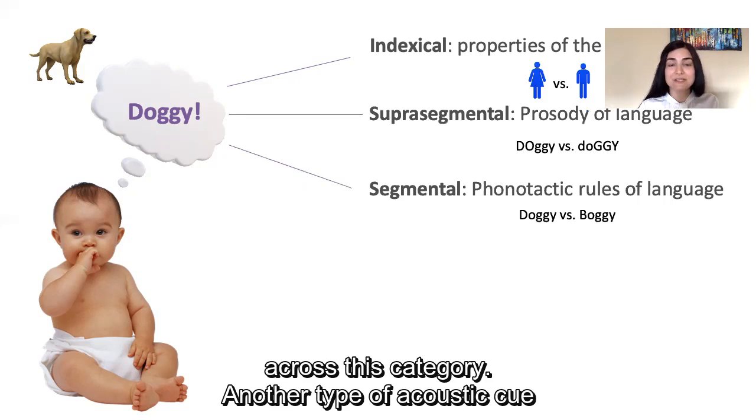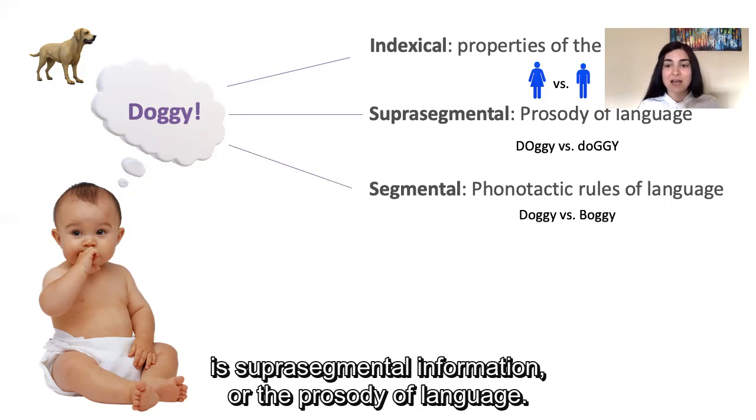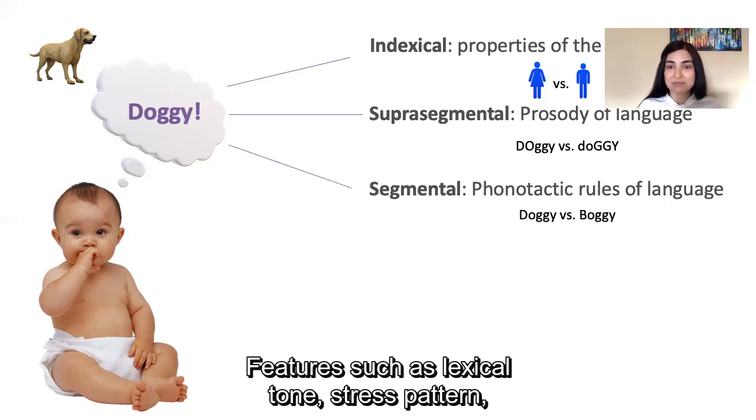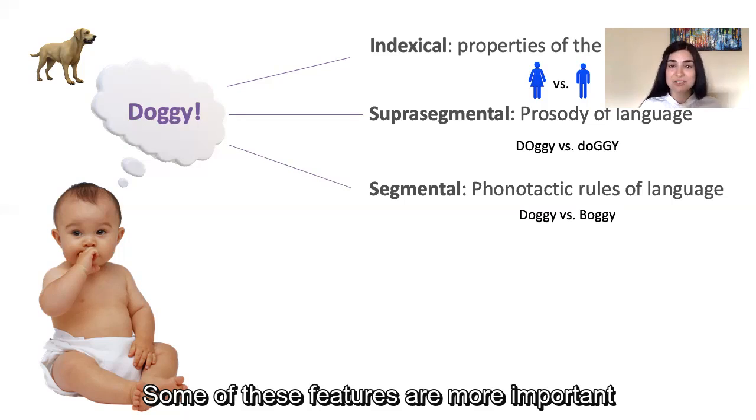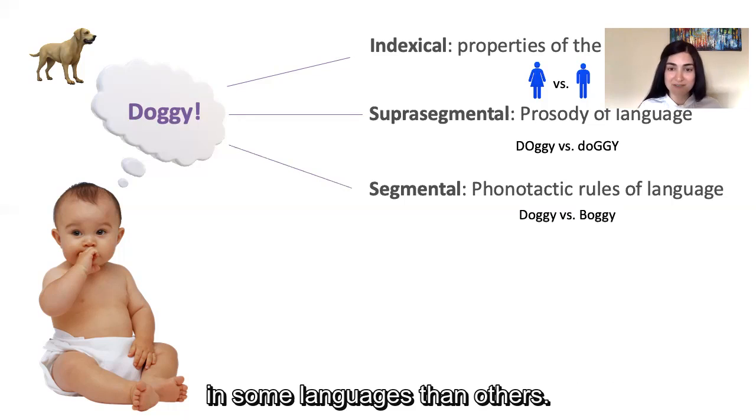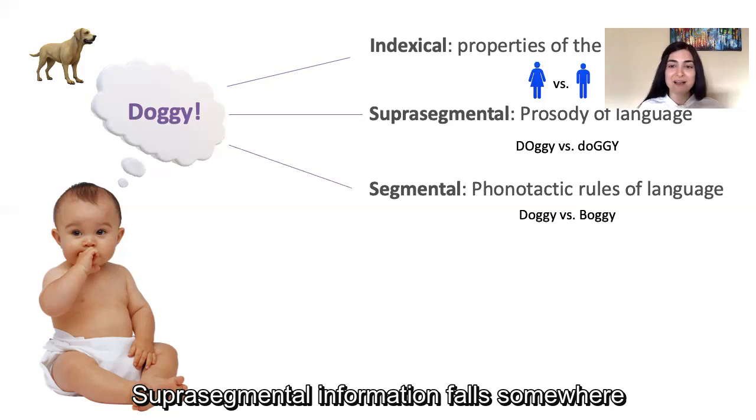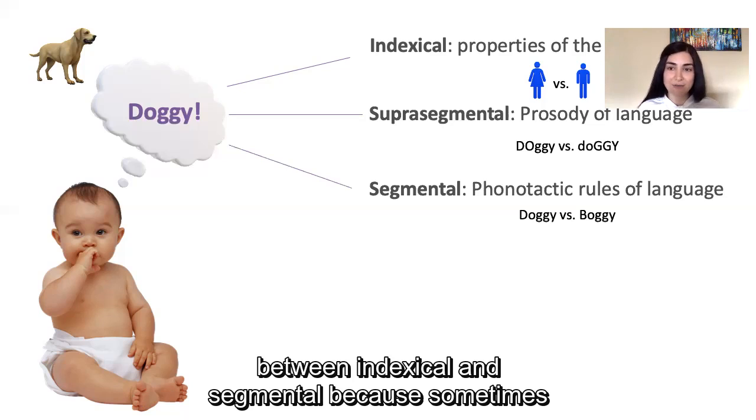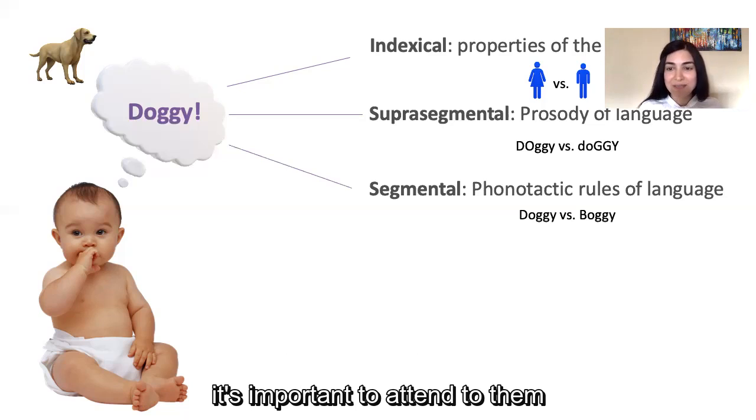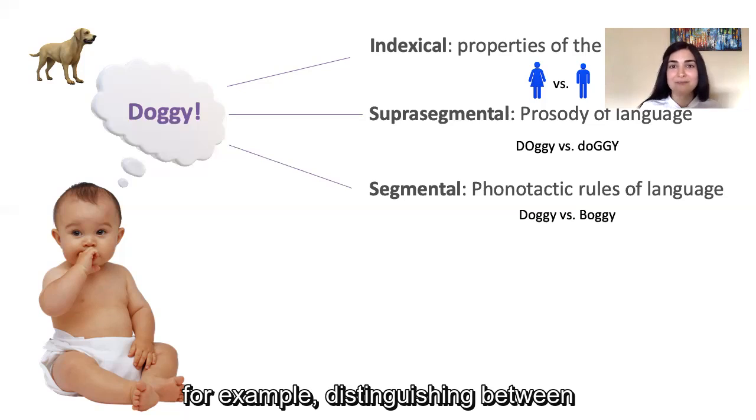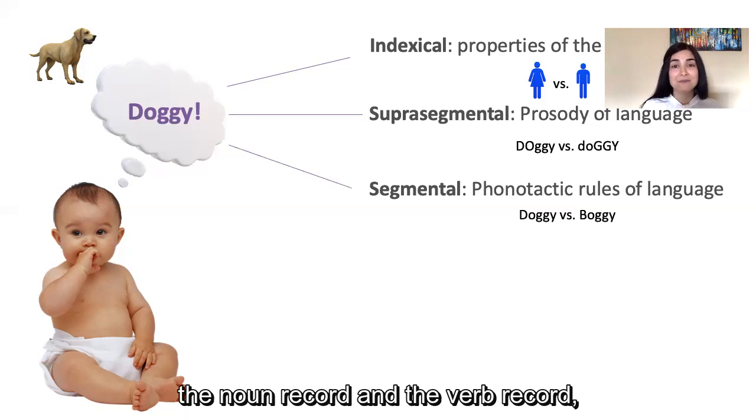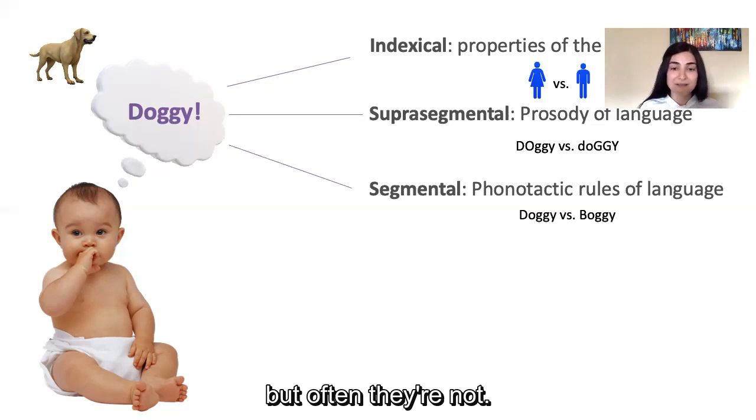Another type of acoustic cue is suprasegmental information, or the prosody of language. Features such as lexical tone, stress pattern, and pitch contour are in this category. Some of these features are more important in some languages than others. Suprasegmental information falls somewhere between indexical and segmental, because sometimes it's important to attend to them and they're meaning distinguishing, for example in distinguishing between the noun record and the verb record, but often they're not.